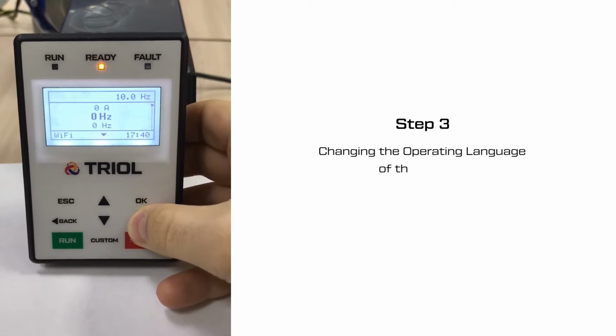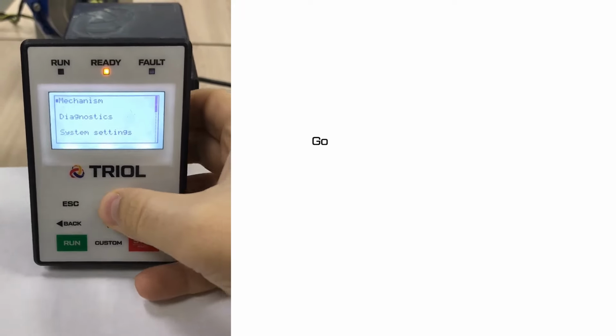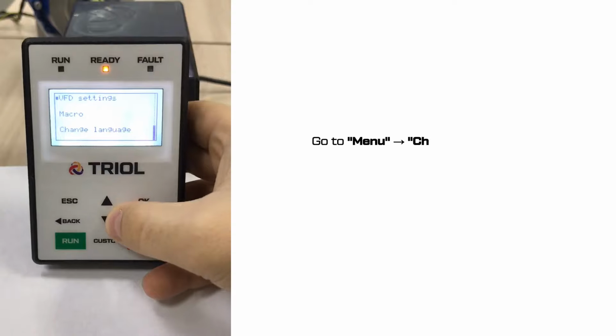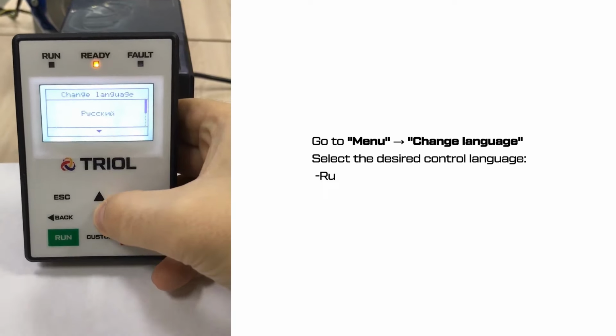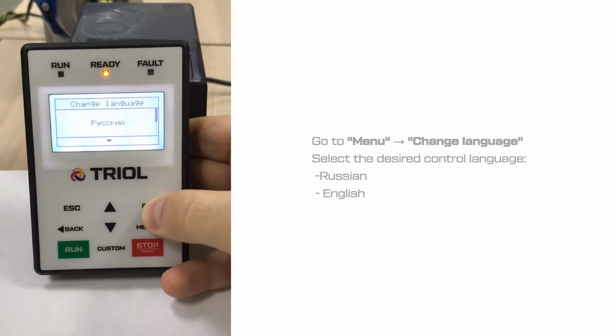Step 3. Changing the operating language of the OP24-B. Go to Menu, Change Language. Select the desired control language, Russian, English.